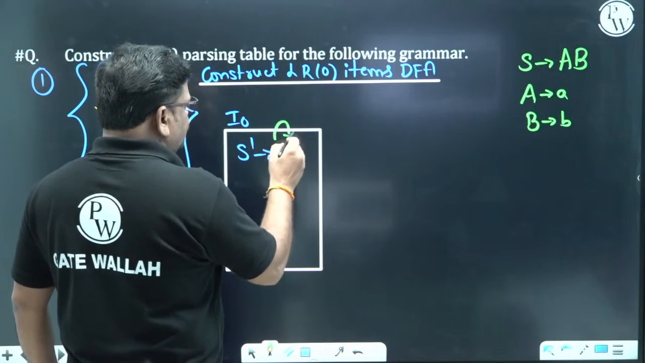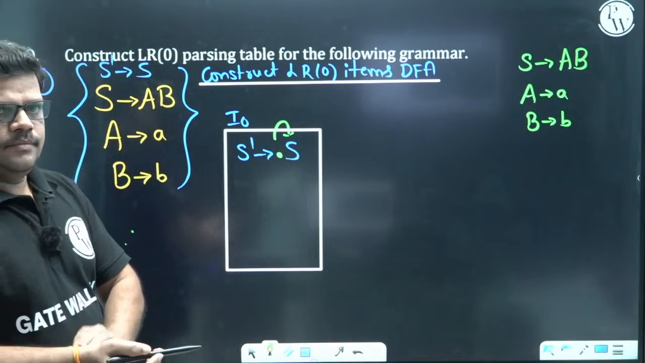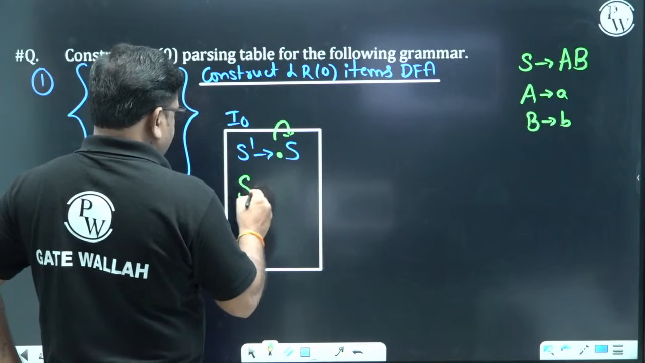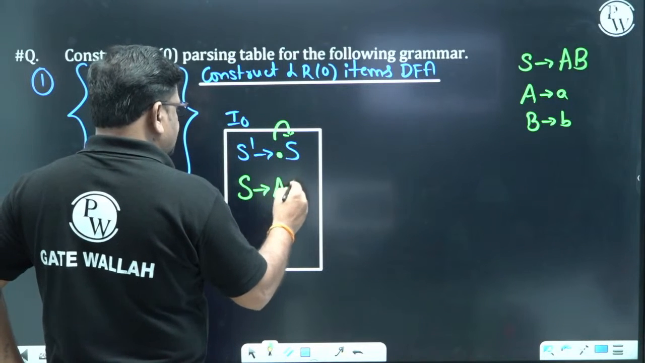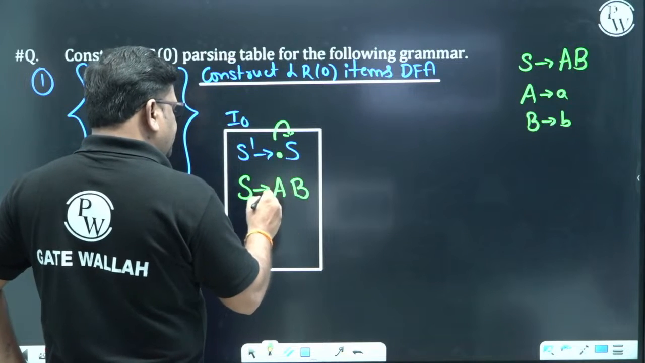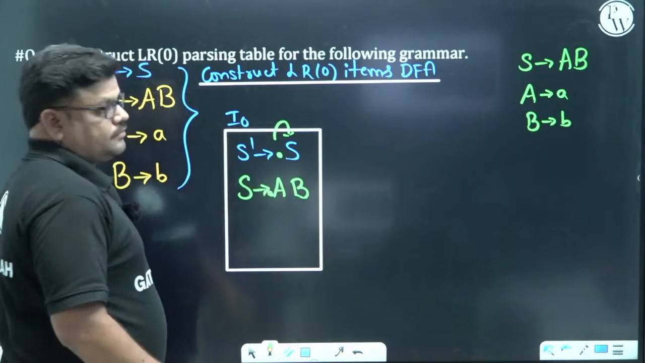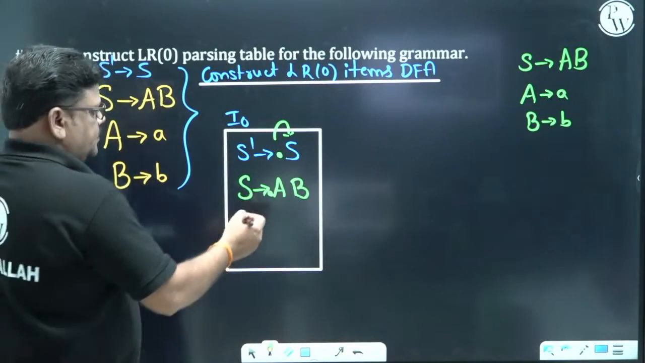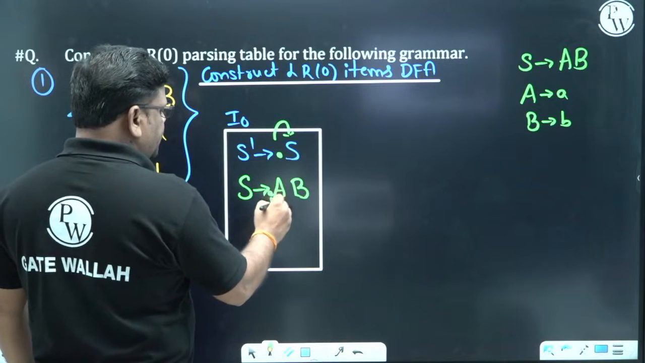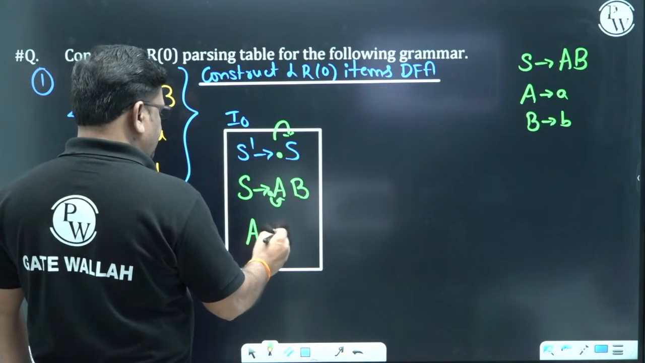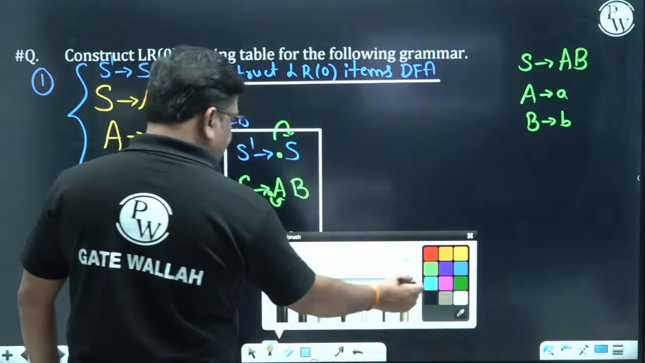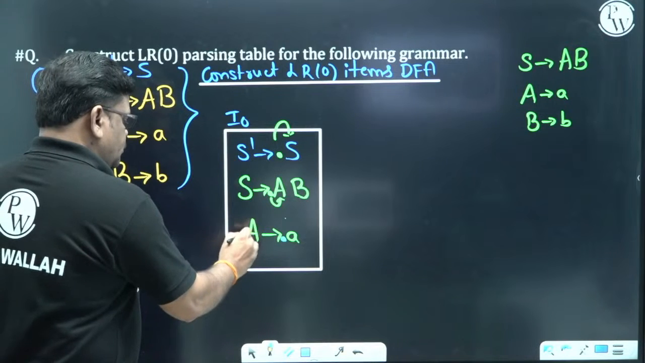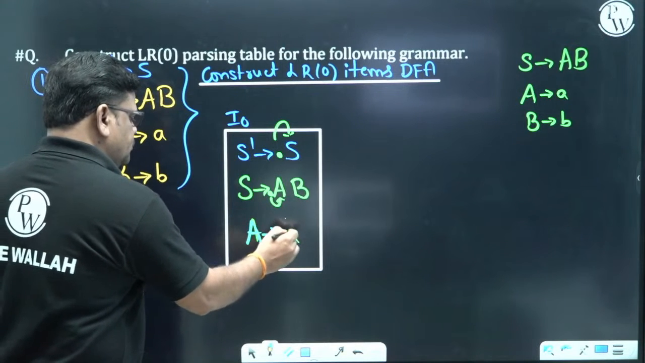After dot, whenever a non-terminal is there, yes, closure. What will the closure do? Adding S production, and placing the dot in the first place. Closure will continue again. What is the closure? After dot, whenever we have A, the A production is added and the dot is placed in the first position. So closure will do all these things.